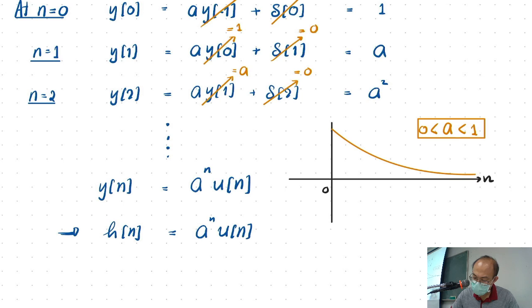1, a, a squared, a cubed, a to the fourth, and so on. And when n is negative, h would become 0. Here, minus 1, minus 2, 1, 2, 3, 4.